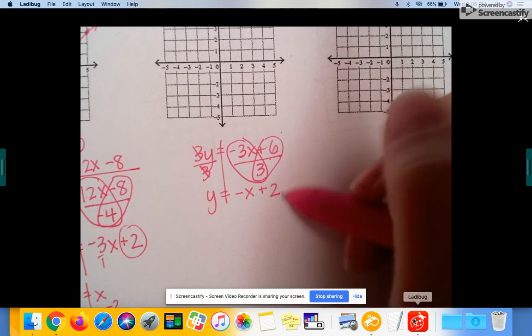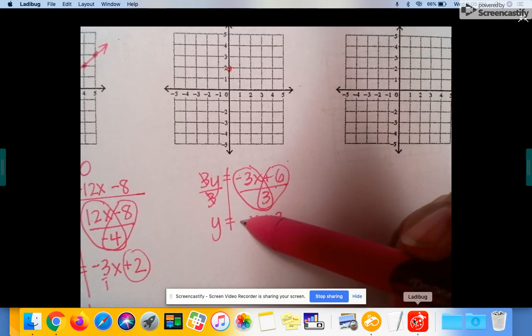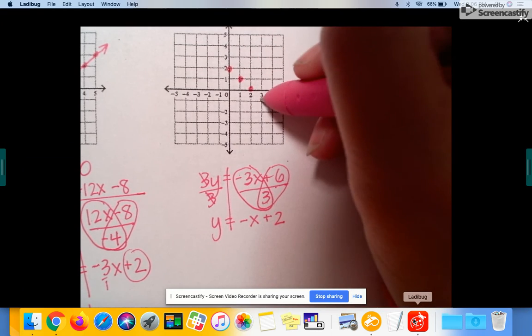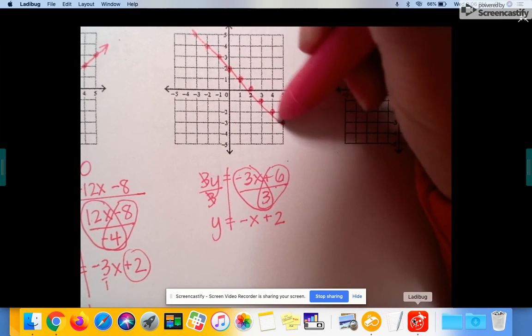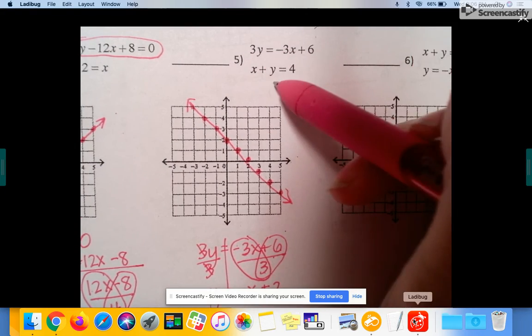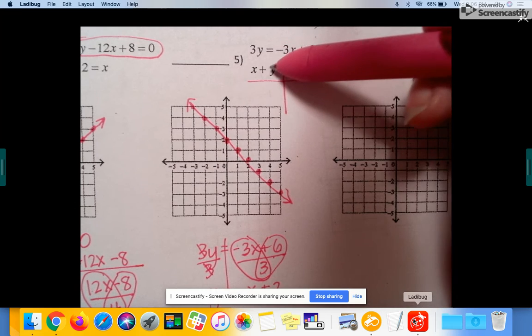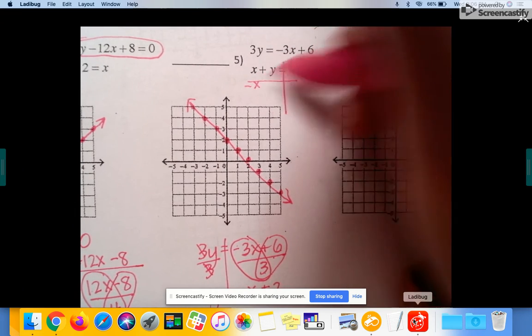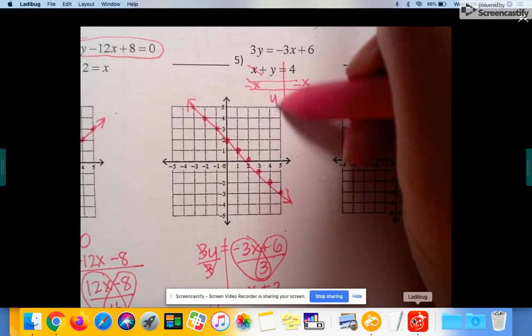Where do you put your first dot? At the y-intercept 2. What is my slope? -1, which means down 1/1. Great. That line is done. Not difficult. The second equation on this problem is also easy. The y is almost by itself. In fact, I'm going to use the space up here. The only thing you got to get rid of is plus x. So let's do -x. They cancel. Y is by itself.